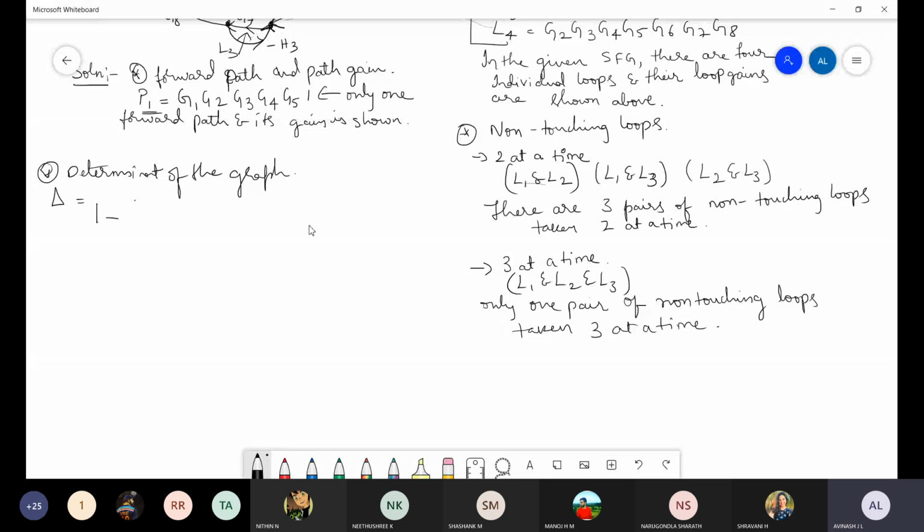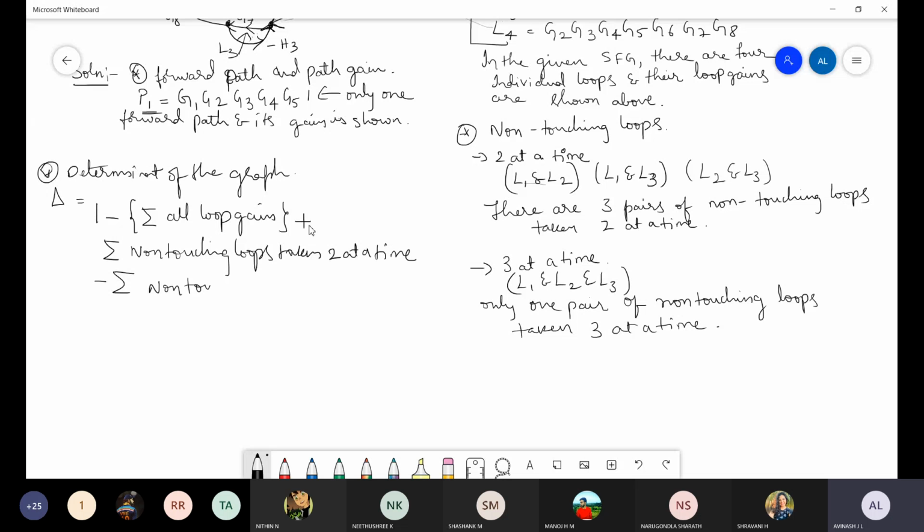1 minus summation of all loop gains, plus summation of non-touching loops taken 2 at a time, minus summation of non-touching loops taken 3 at a time, plus summation, etc.